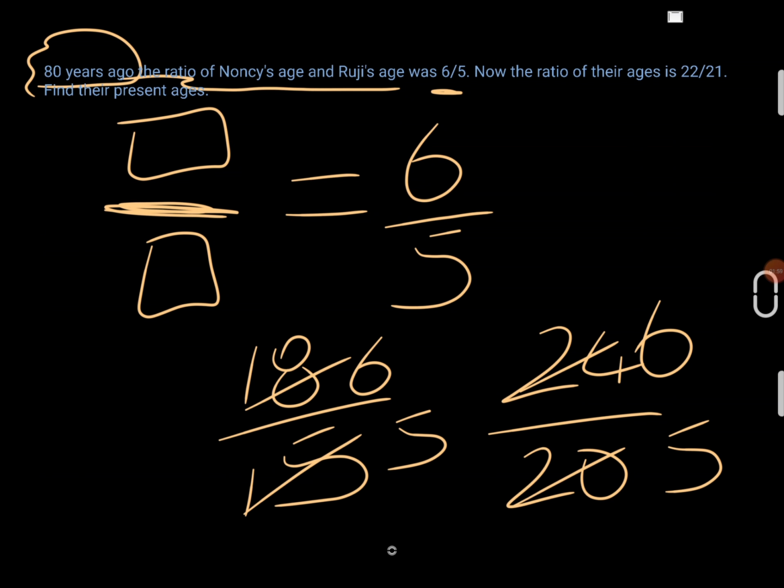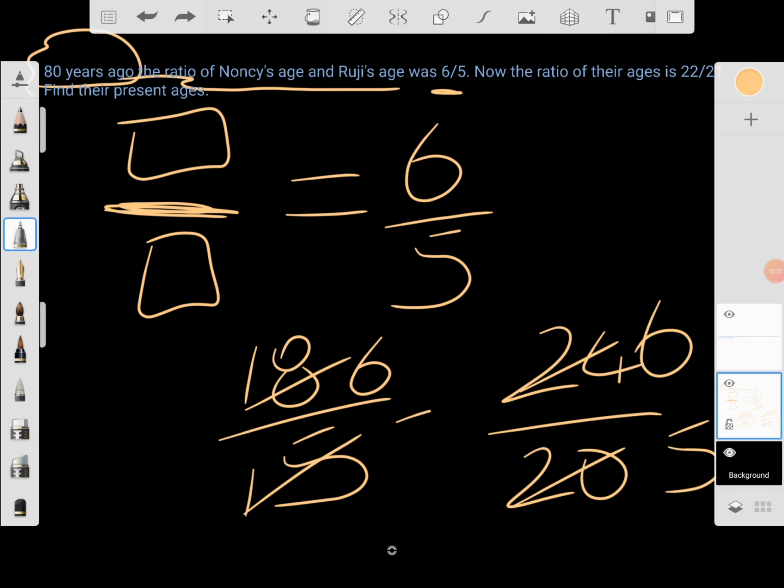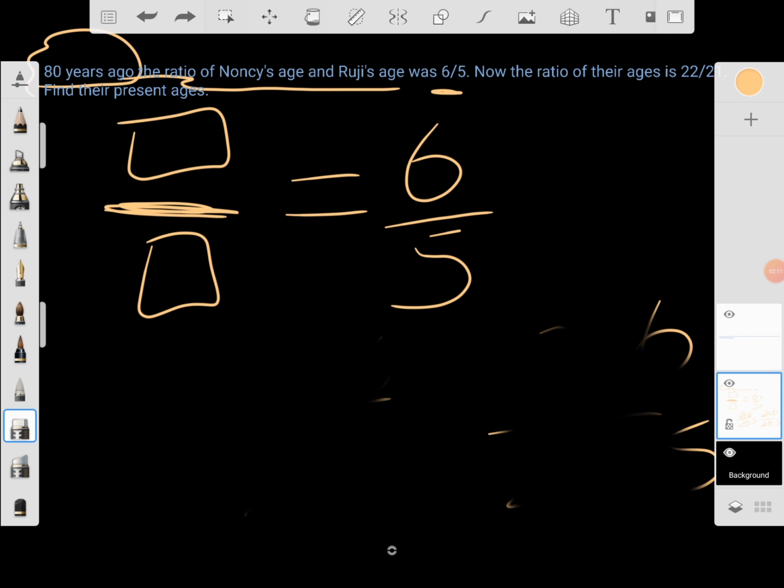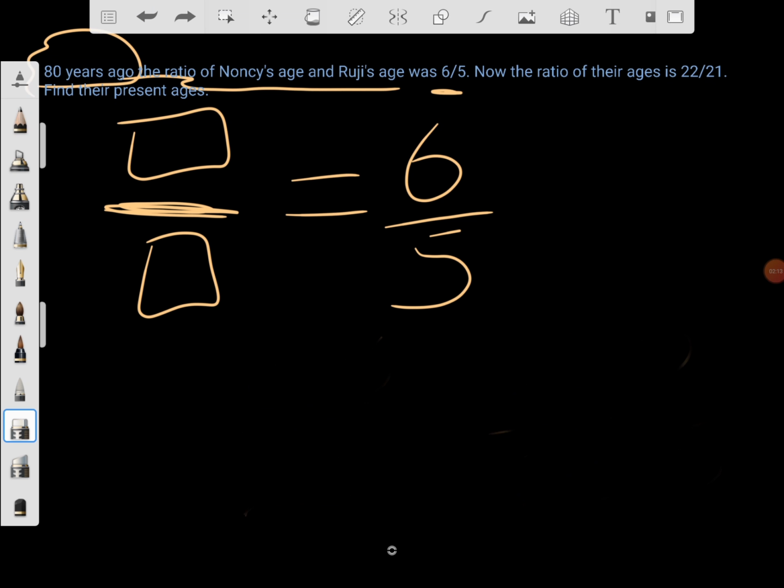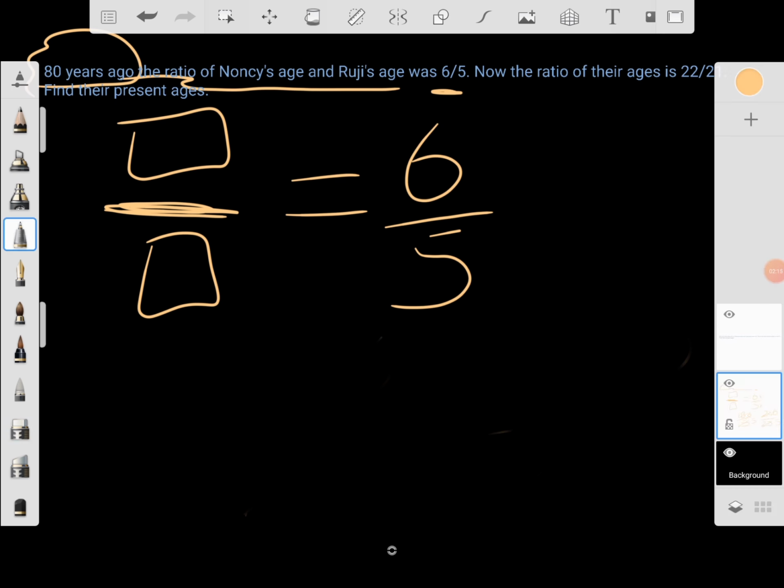So since we don't know, we call it a variable. Put a variable along with it: 6x and 5x. Now, if their ages are exactly 6 and 5, then we will get the value of x as 1. So for this case, we can consider them 6x and 5x.